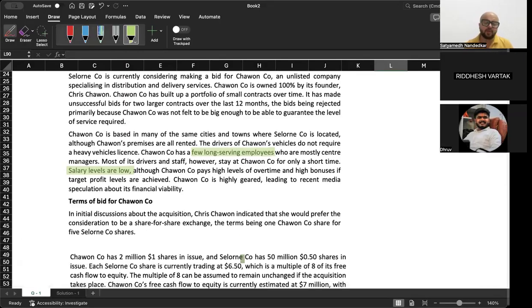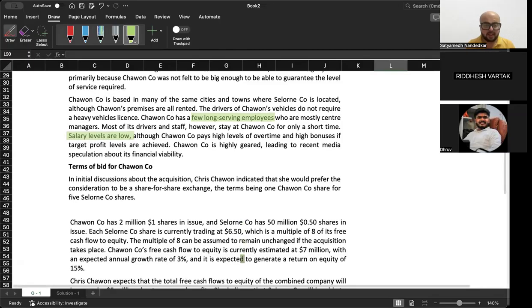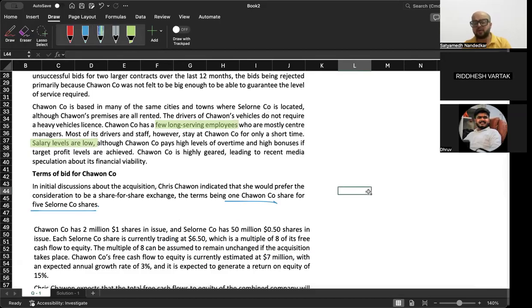Terms of bid for Chavon Company. In initial discussions about the acquisition, Chris Chavon indicated that she would prefer the consideration to be a share for share exchange, the terms being one Chavon Company share for five Selorne Company shares. Now, what are the terms of exchange? One Chavon share for five Selorne shares. Now, what I always prefer doing is writing who is the acquirer company and who is the target company. Acquirer is Selorne, target is Chavon.